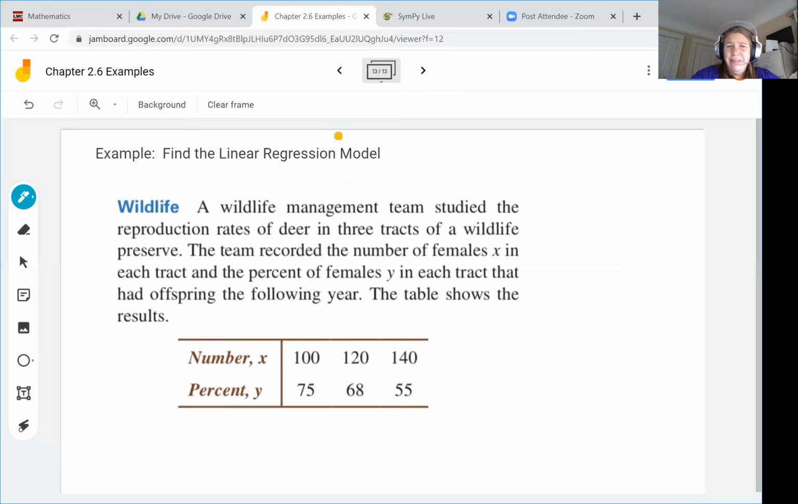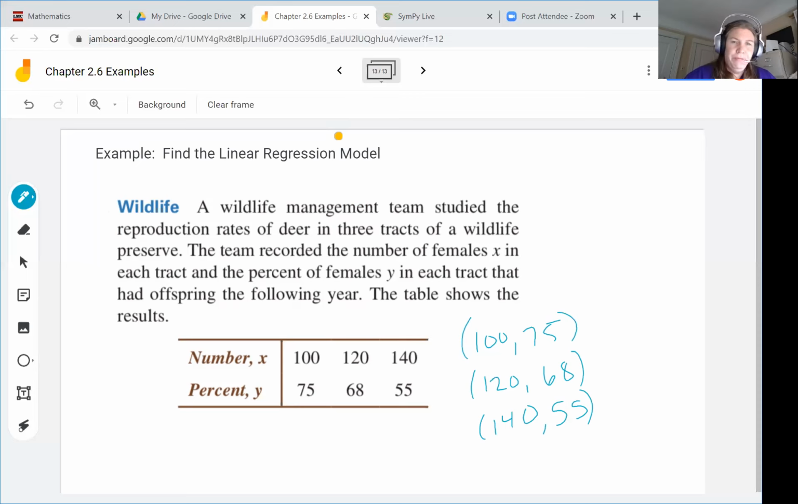So let's take a look at an example from wildlife. A wildlife management team studied the reproduction rates of deer in 3 tracts of a wildlife preserve. The team recorded the number of females X in each tract and the percent of females Y in each tract that had offspring the following year. The table shows results. So we've got 3 data points here. We'll list those as 100, 75; 120, 68; and 140, 55.